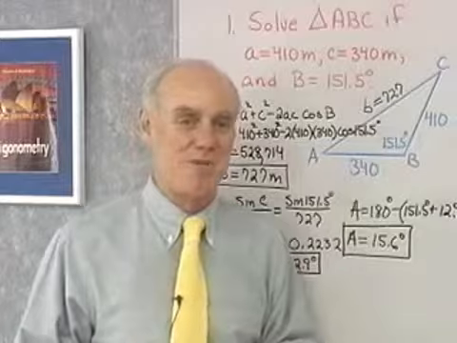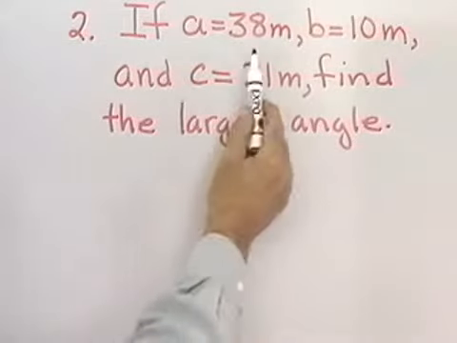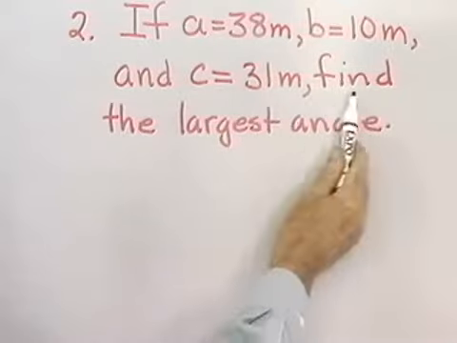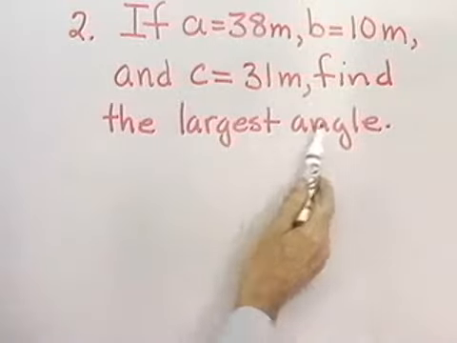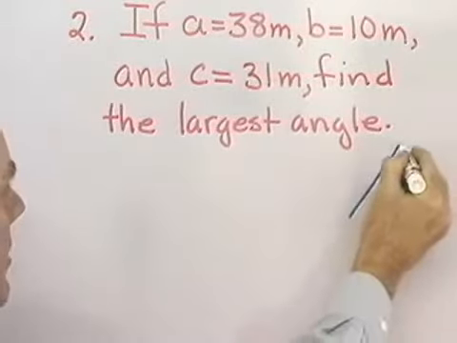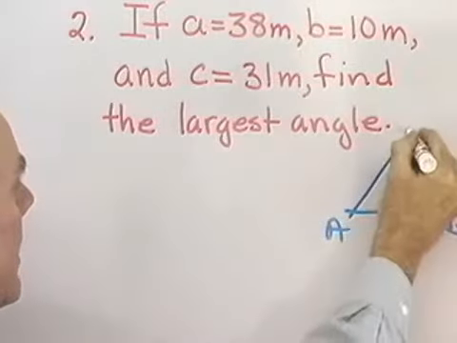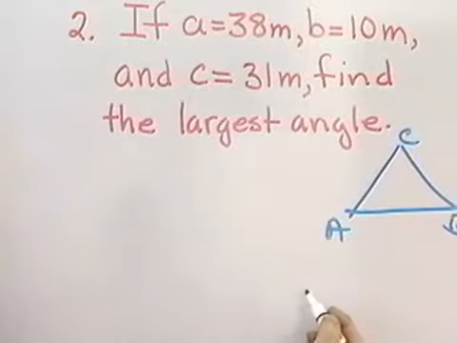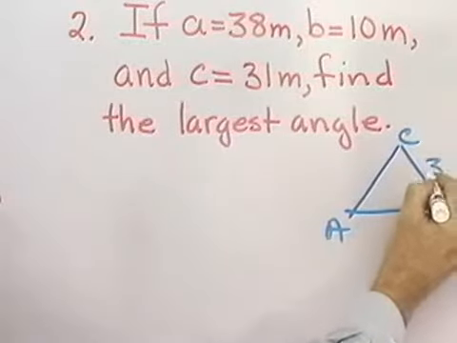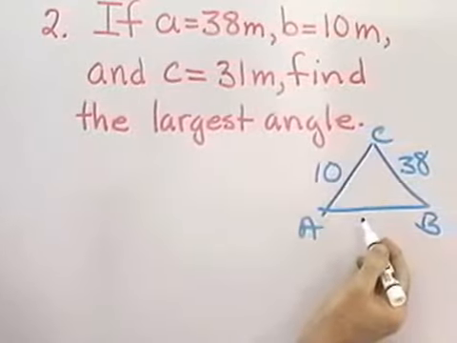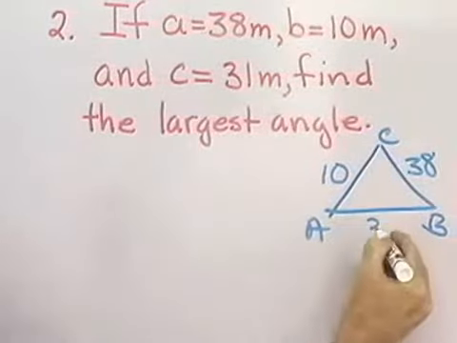Let's go to our next problem. If A is 38 meters, B is 10 meters, and C is 31 meters, let's find the largest angle. Well, let's draw a little picture to help us out. We have A, B, and C for my angles. I'll label side A with 38, side B with 10, and side C with 31.